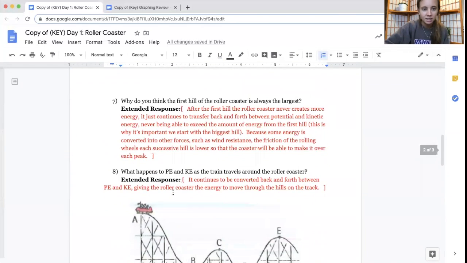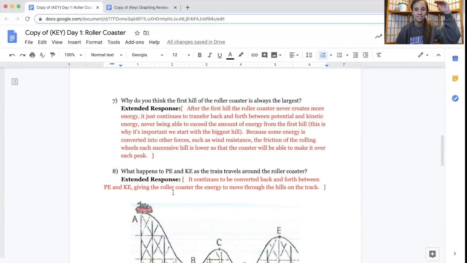And number 7, why do you think the first hill of the roller coaster is always the largest? So after the first hill, the roller coaster never creates more energy, it just continues to transfer back and forth between potential and kinetic. So it's never able to exceed the amount of energy from that first hill, which is why it has to be the tallest. So if we have it at the tallest height at the beginning, that's the most energy we're going to have. That's where we need to have the most energy. So because some energy is converted into other forces such as wind resistance and the friction of the wheels, each successive hill is lower so that the coaster will be able to make it over each peak.